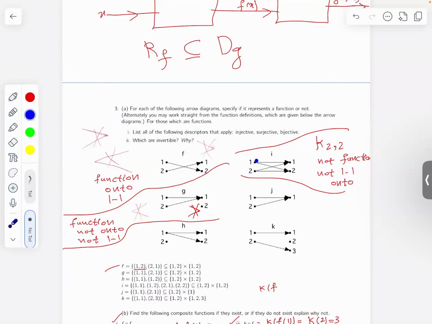Here, we see a scenario that we should not see, so it's not a function. We see this one here, so it's not one-to-one, but it is onto. So not a function, not one-to-one, but it is an onto relation. Usually, if a relation is not a function, it doesn't make sense to investigate whether it is one-to-one or onto or anything else.